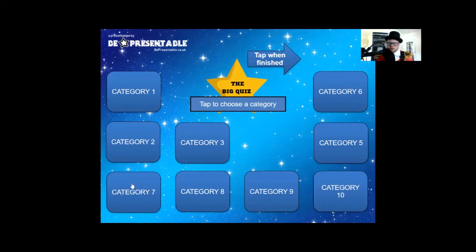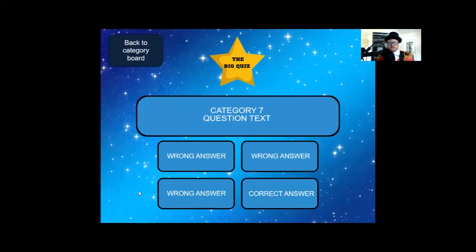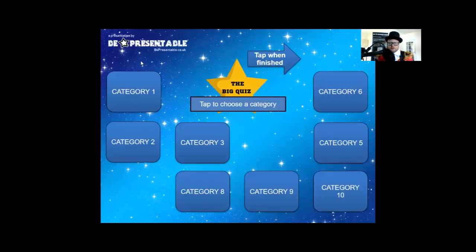Let's just do one more just to demonstrate. Click on category 7. The correct answer's in the bottom corner this time. Again, you can have whatever question you like in there, whatever answers. Let's go with the right answer. And there you go. The right answer appears. Back to category board. And once again, that category has now disappeared.